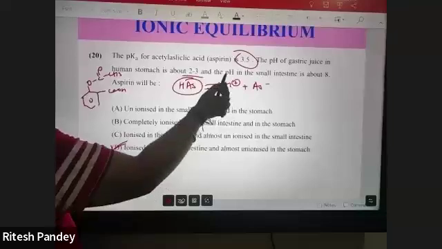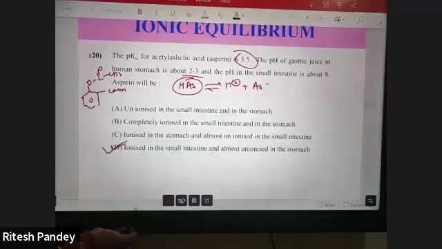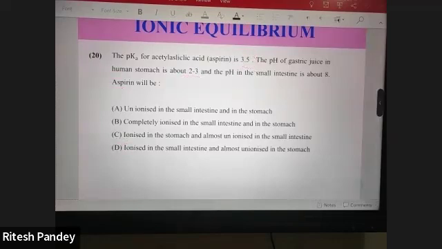So in the stomach, it's going to have more H plus, a common ion effect. It will ionize less. In the small intestine, naturally it will ionize more. So I don't want to unnecessarily elaborate something which is so basically and fundamentally understood. D is indeed the right answer. We'll move on to question 21.